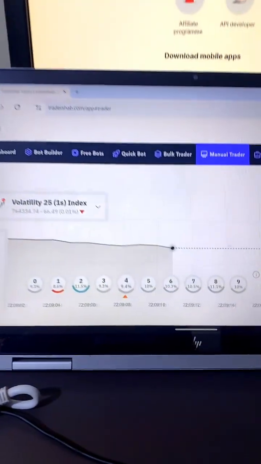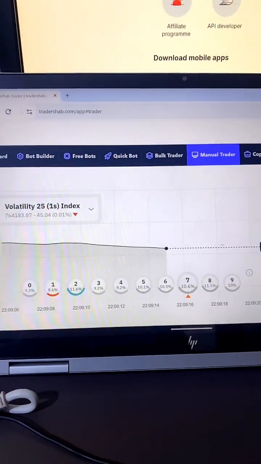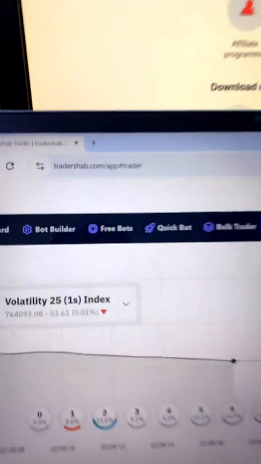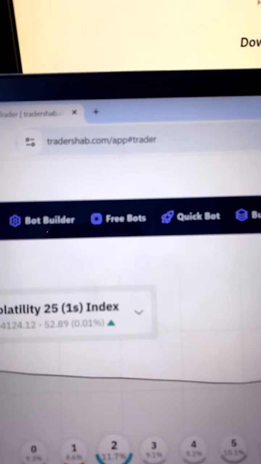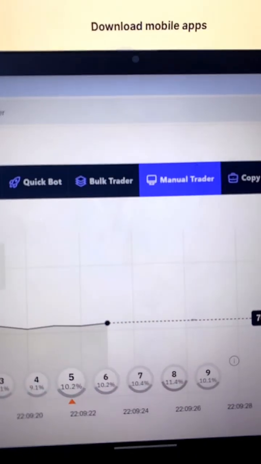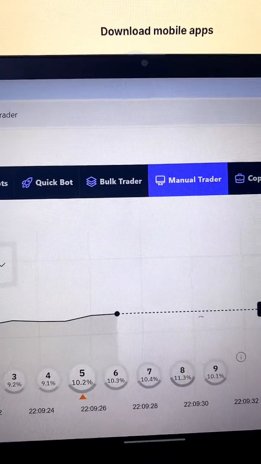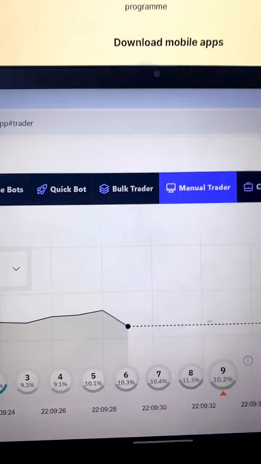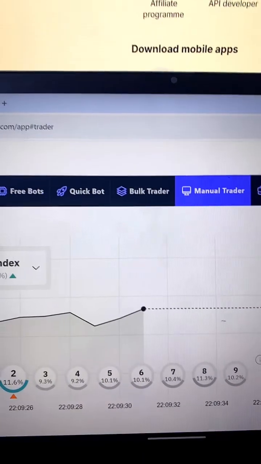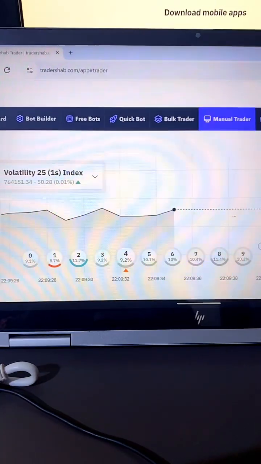For you to get these particular circles, go to Google or Safari or whatever and search tradershub.com that way. The moment you search tradershub.com, scroll and select the manual trader. After you select the manual trader, select overs and unders. Automatically, you are going to have these particular circles on your screen.